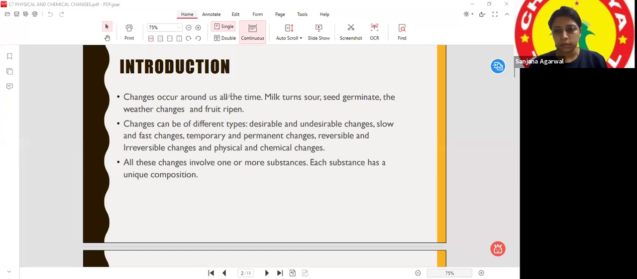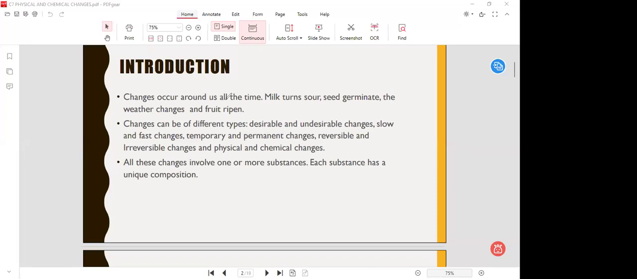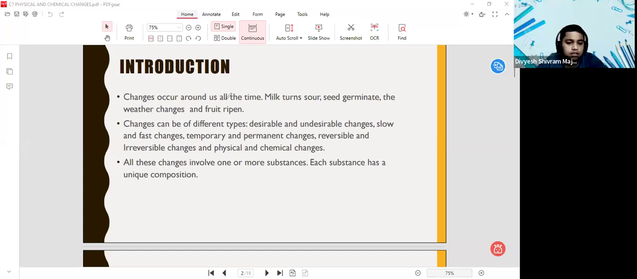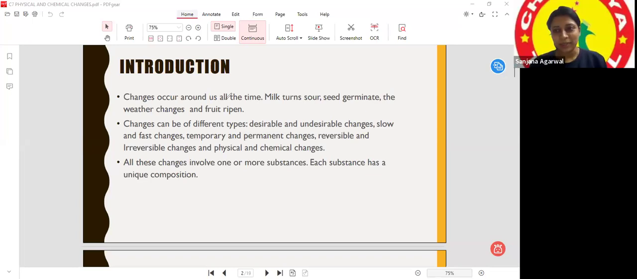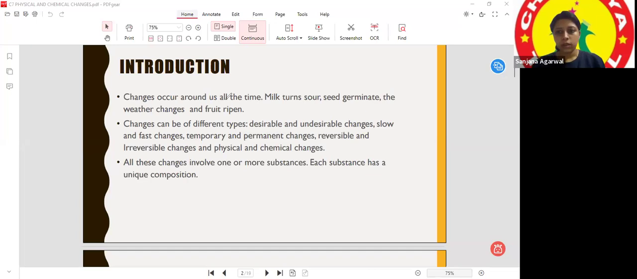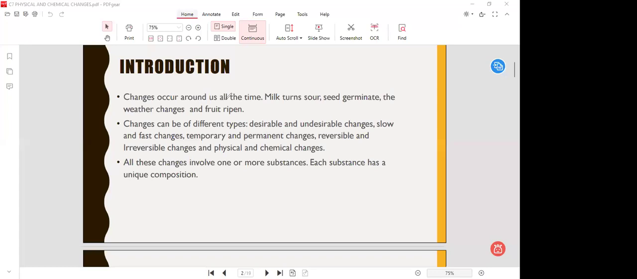Next point, who told the next point? Ma'am, Divyesh. Divyesh, I cannot hear. Please speak loudly. Ma'am, I said water cycle. Water cycle. Okay, great. Ma'am, melting of ice cube. We cannot say that melting of ice cube keeps on occurring. You can say glaciers. More. And the fruit ripening.